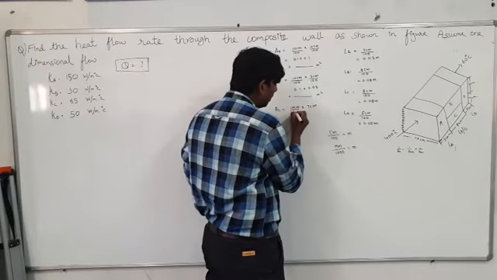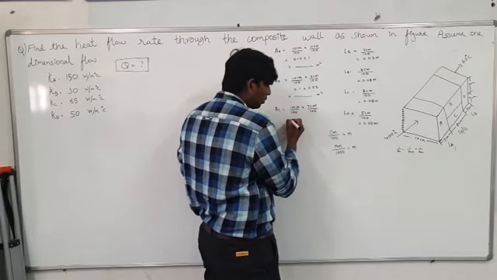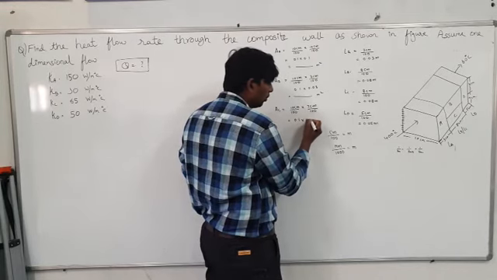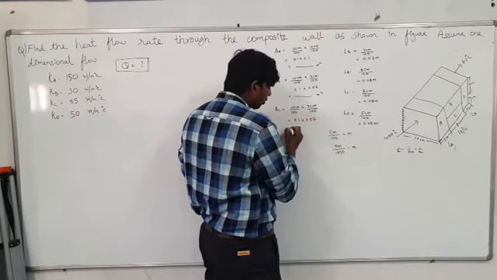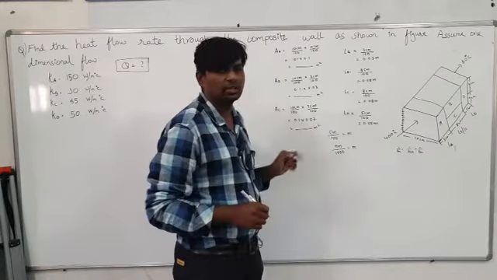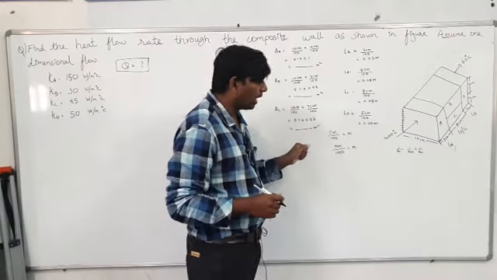Here you divide with 100, and here also you have to divide with 100. So this will become 0.1 and this will become 0.07. Here you will get the answer. The answer should be in meter square. After that, what you have to do? You have to find out the AD.